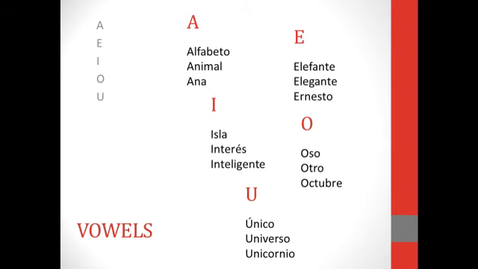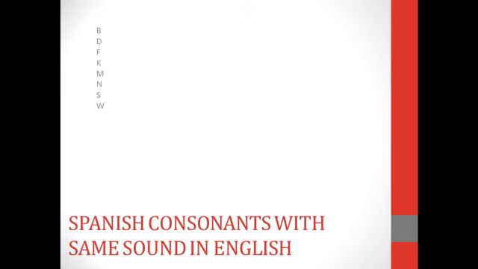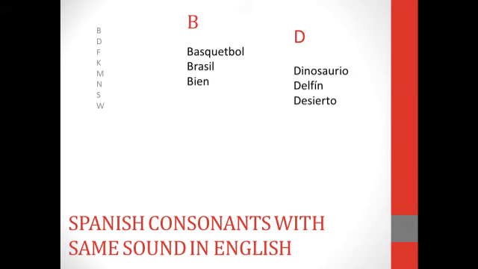And now we are with the consonants. In the first group of consonants, we will have all the consonants that have the same or almost the same sound in Spanish and in English. The first will be B, like in ball in English, in Spanish. Basketball, Brazil, bien. The second will be D, like in Spanish almost. For example, dinosaur. Here we have dinosaurio, delfín, desierto.